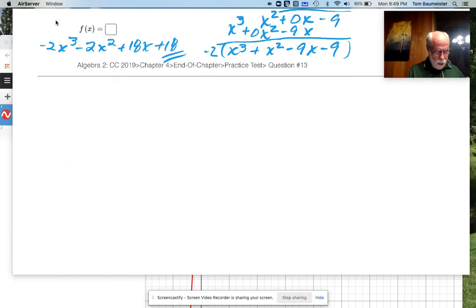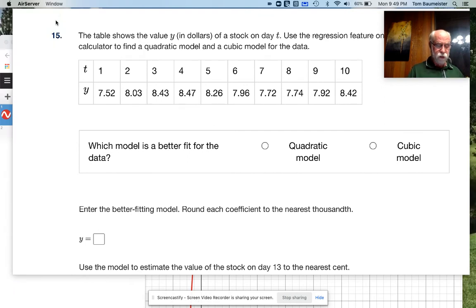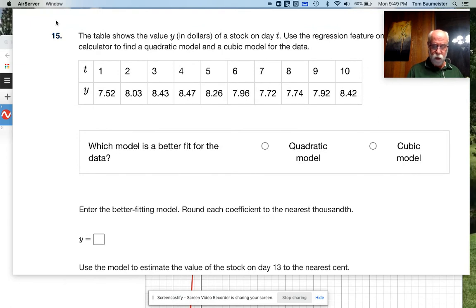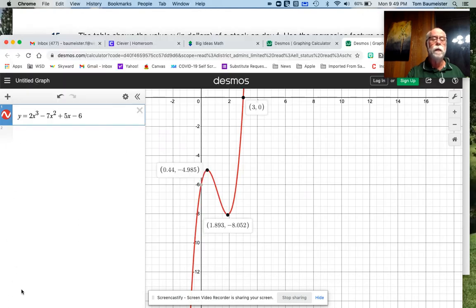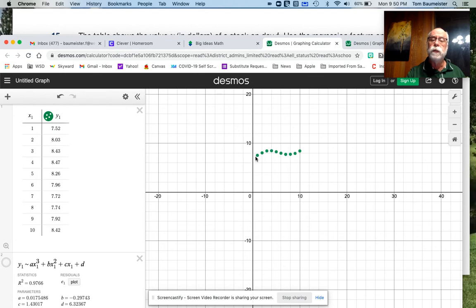All right, and then finally, the last one. The table shows the value y in dollars of a stock on day T. Use the regression feature on a graphing calculator to find a quadratic model and a cubic model for the data. Here's the thing I suggest to you. They tell you to do that, but I say, look at it. And if I look at it, it's going to be this one here.